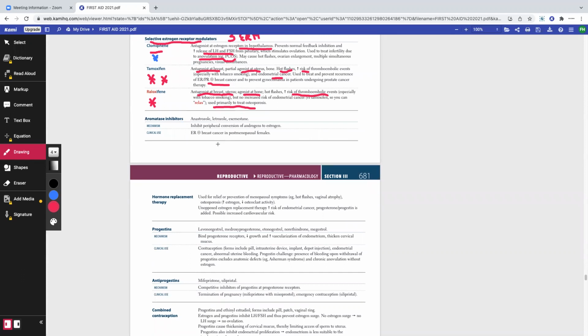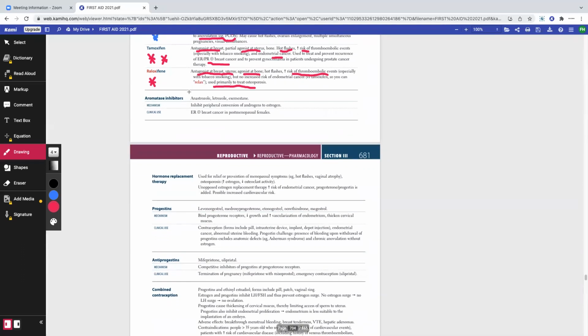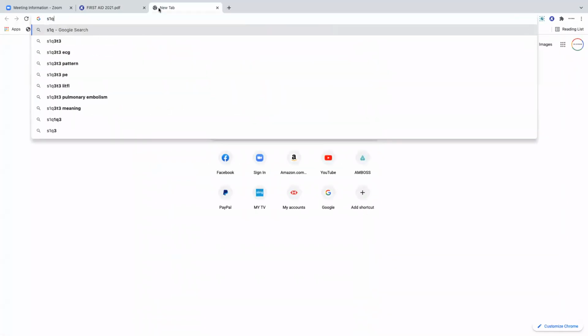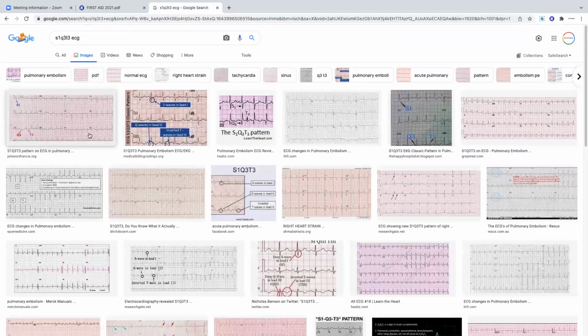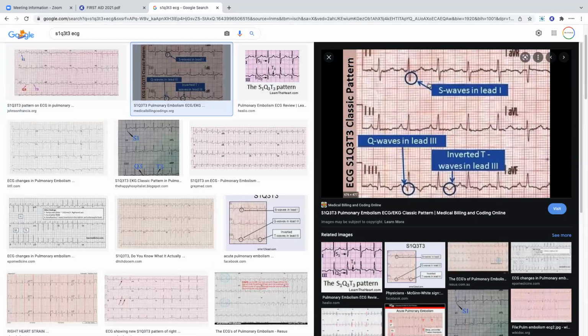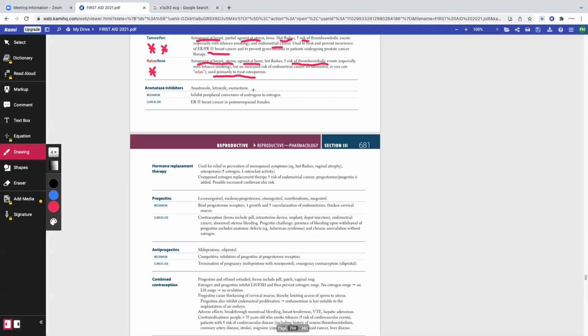If you do an EKG, right? If you do an EKG, what do you find? Do you find S1, Q3, T3 mechanism of ECG change? Who knows this S1, Q3, T3 mechanism of ECG change? This is an EKG for your pulmonary embolism. We see S waves in lead one, Q waves in lead three, and T waves in lead three. This is called S1, Q3, T3 mechanism. This is what we see in an EKG of a patient who has pulmonary embolism. I'll talk about this next week when I start the respiratory system.